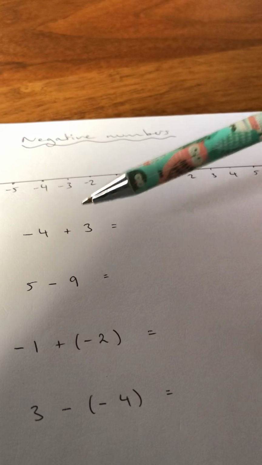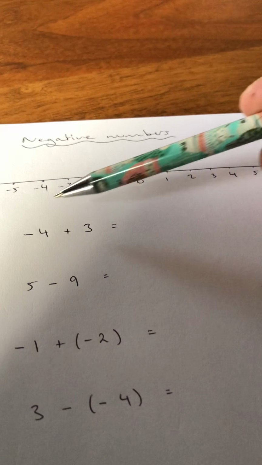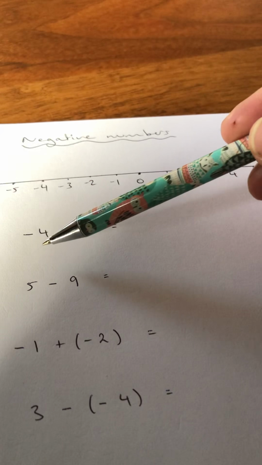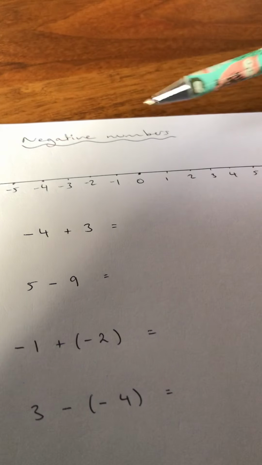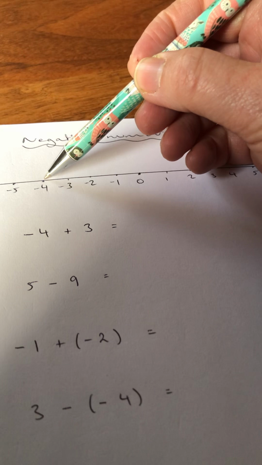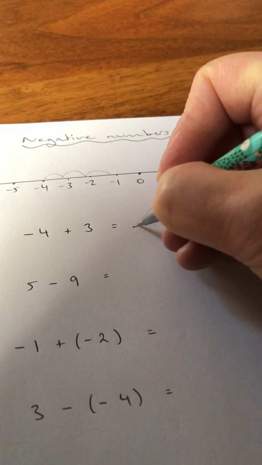Let's look at this first example. Here we've got -4, add 3. So that means I'm starting at -4, I'm going up the number line by 3. Start at -4, go up the number line by 3, I get to -1.